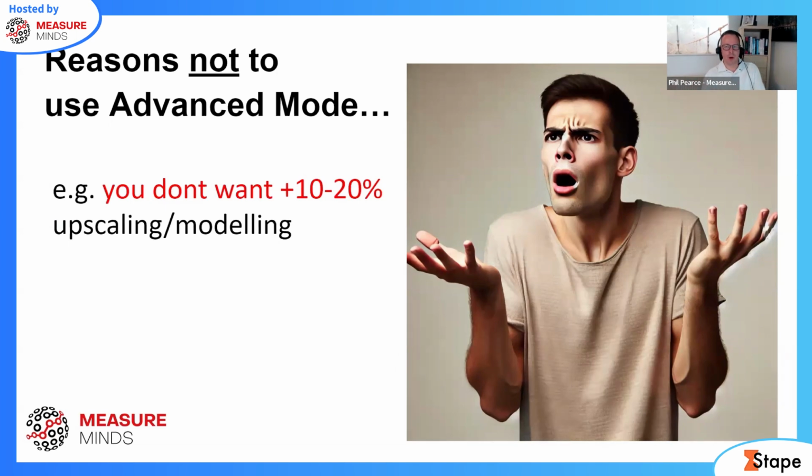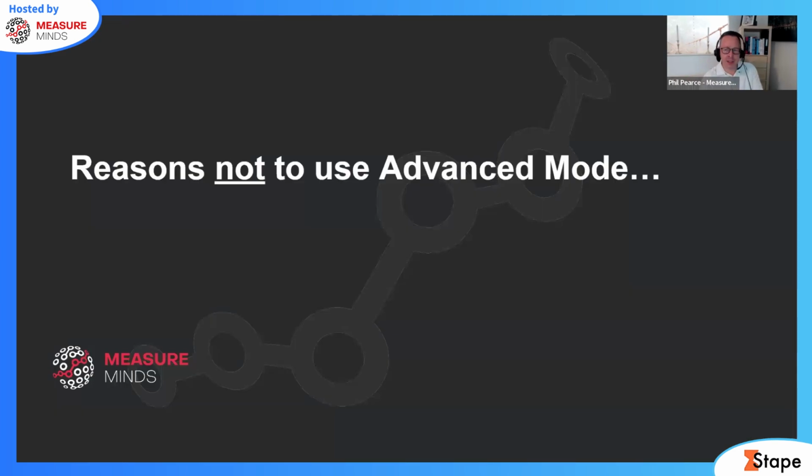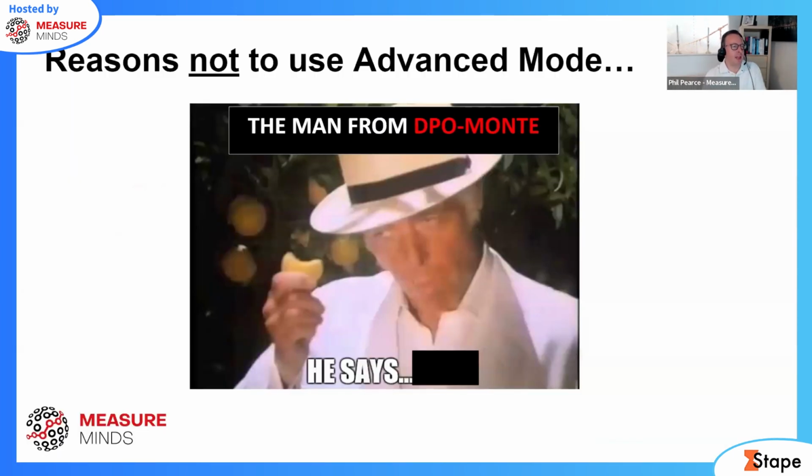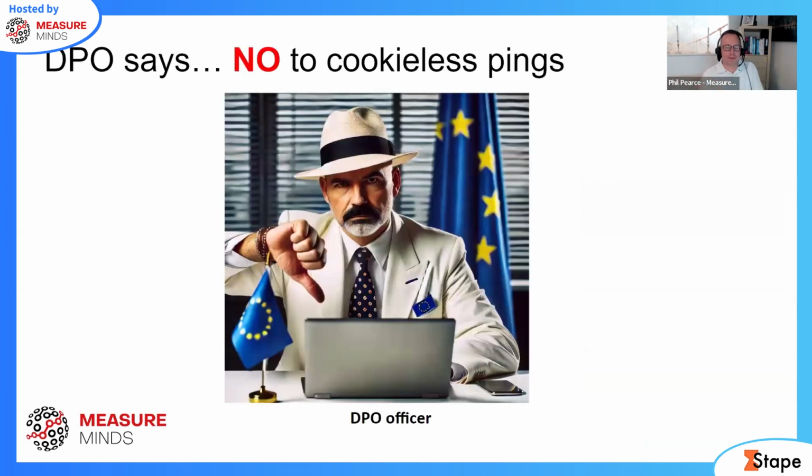Bit of a crazy question. Why would you want fewer conversions? Generally, there are some reasons why you can't use advanced mode, and I just need to quickly cover those. If your in-house DPO, this is the man from the DPO, Monty here, if he says, can you use advanced mode? And he says, no. Unfortunately, if your in-house DPO doesn't allow you to use it, obviously you're restricted.